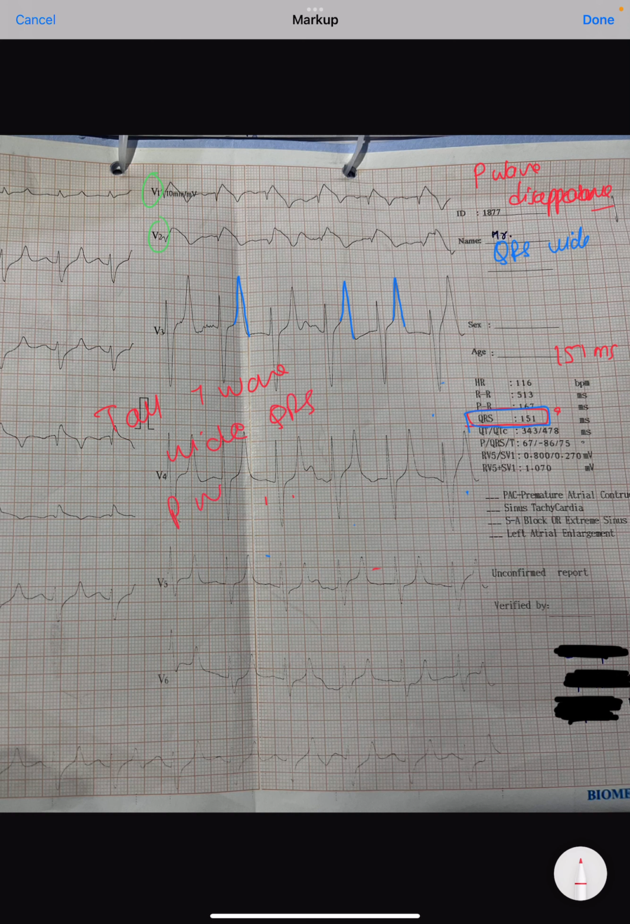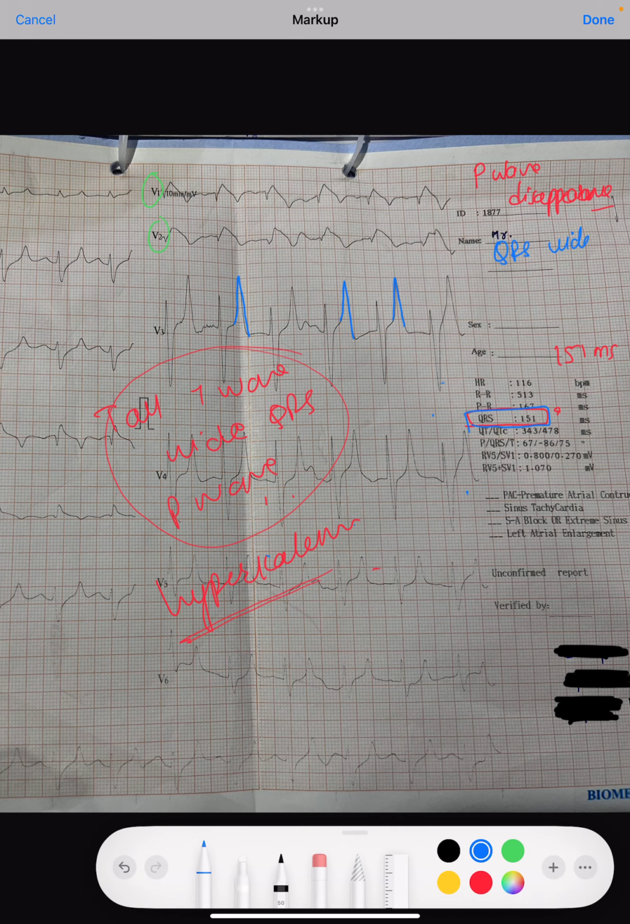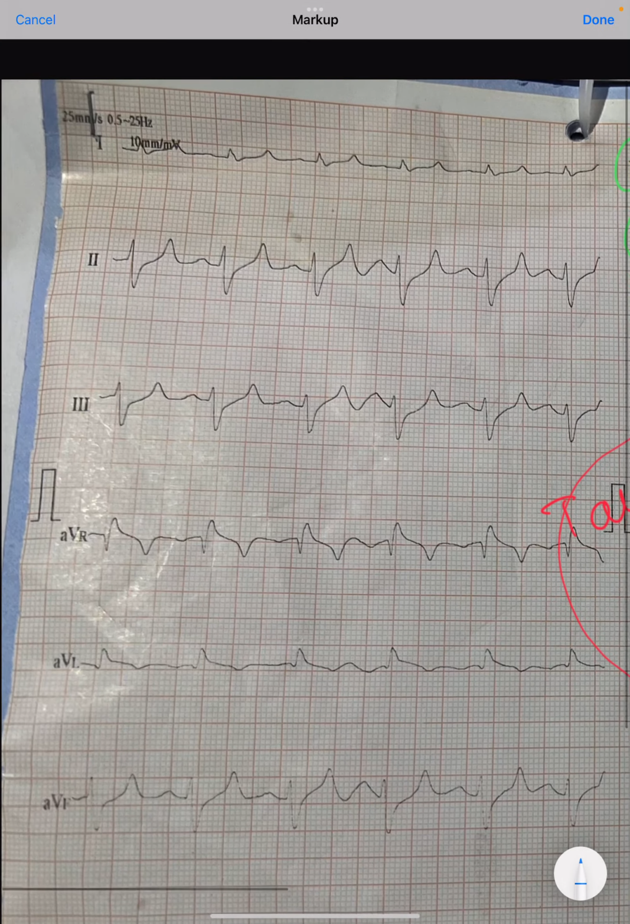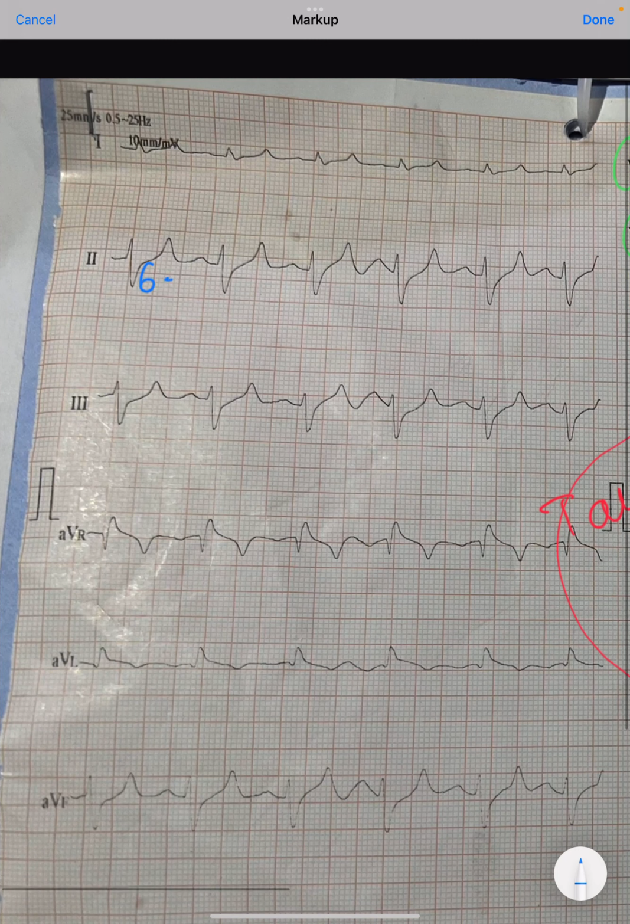Now, all these features, that is, tall T waves, then wide QRS, and then loss of P, are very typical features of hyperkalemia. In fact, I have told this earlier also, that if the potassium is between 6 to 7 milliequivalent per liter, what you get is tall T waves, which are peaking, symmetrical, and tented.